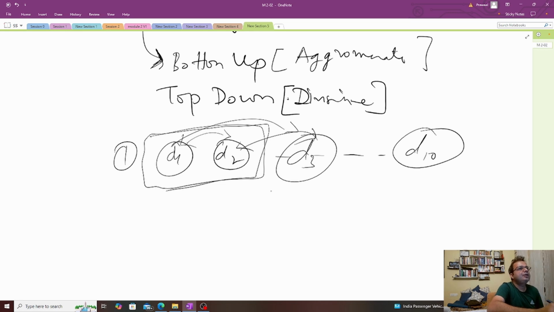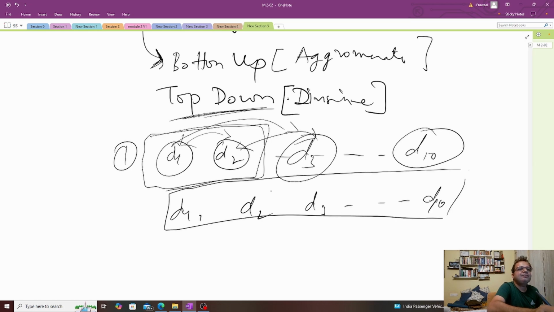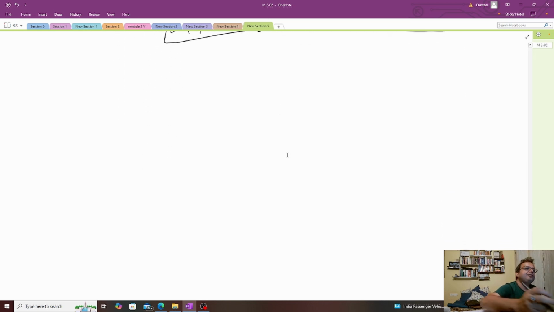That's bottom up. On the top down, it's the other way around. You think that d1, d2, d3 up to d10, all of this is one cluster in itself, and then you divide this into two parts so that your distance metric becomes maximized. Not sure if I confused you, or were you able to understand?